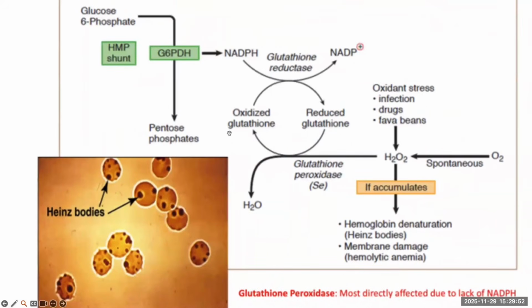Now, the other thing that happens is membrane damage. The hydrogen peroxide will go and attack the phospholipid bilayer in your red blood cells. What this will cause is that it will weaken your cell membrane and lead to hemolysis. The result of this will be hemolytic anemia, and this can be triggered by the things mentioned over here that cause oxidative stress: infections, drugs, and fava beans.